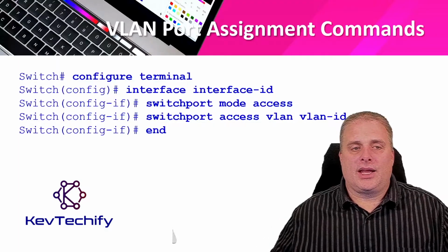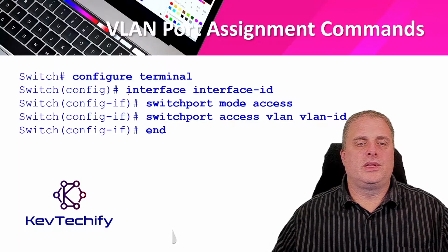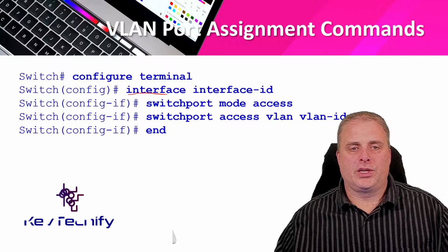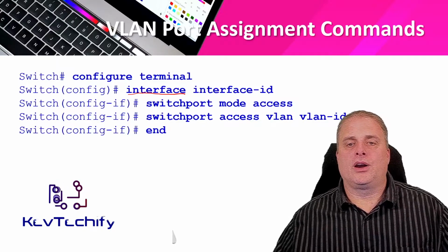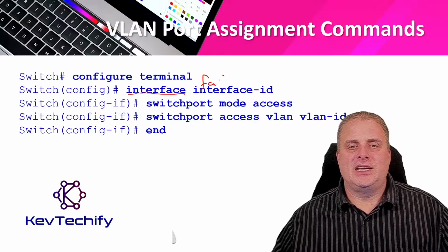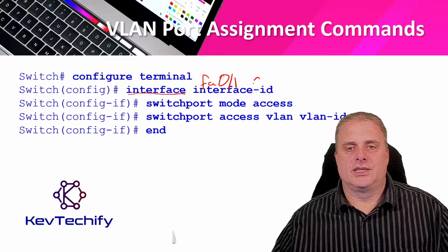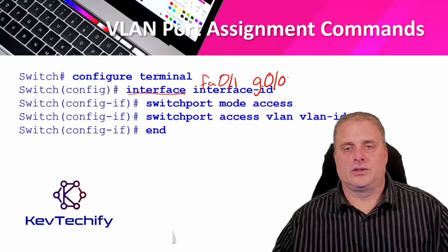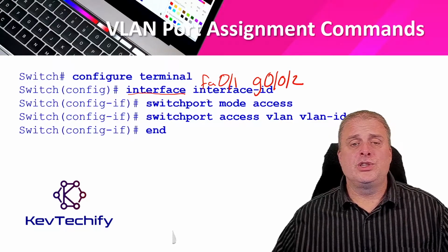How we do that is we go into the interface from global configuration mode. So we type in interface, and then we put our interface ID in here. For example, this is FastEthernet 0/1. This is GigabitEthernet 0/0/2. That's what you'd put in there.